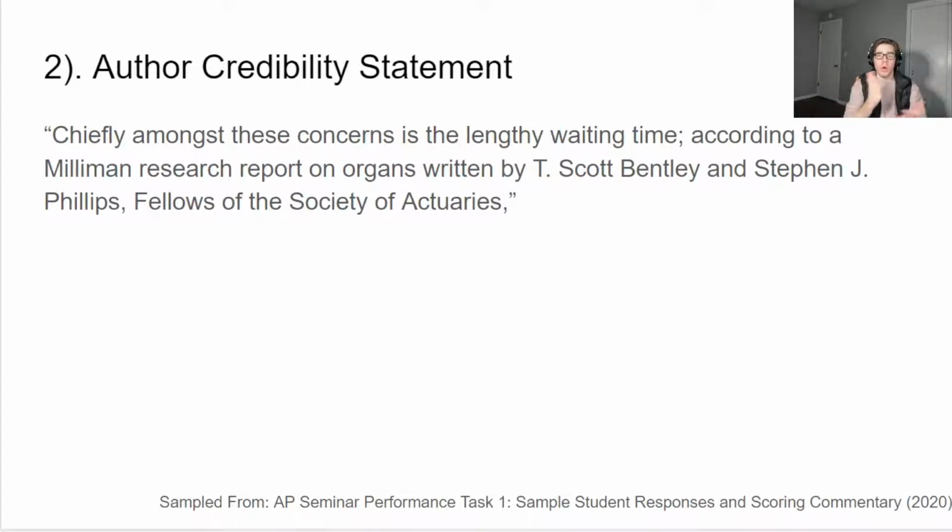Notice, this is woven into this little kind of chiefly amongst these concerns and the lengthy waiting time. I don't even need that little beginning part there. All I want to make sure that you have in your author credibility statements is, according to research report authors, this person, this person, this person, and whatever makes them credible, right? They're actuaries or they're part of the Fellow Society of Actuaries and they're PhDs. Since I know that, good. I can trust them. Build an author credibility statement.